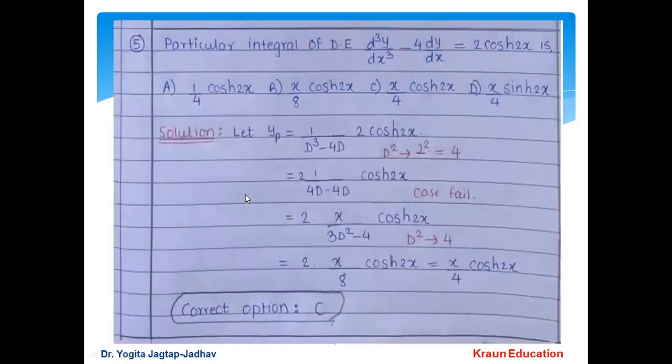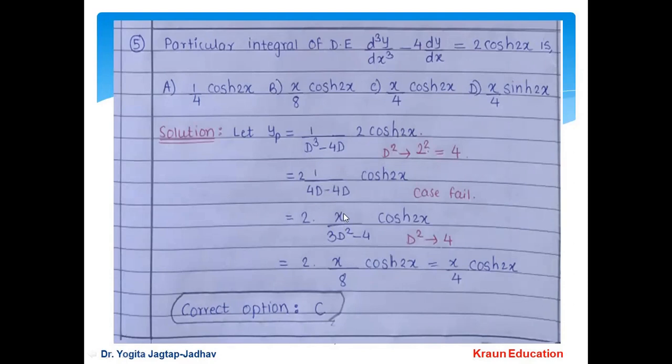Now again we are having this fifth example where we find the particular integral of the differential equation d cube y upon dx cube minus 4 dy by dx equal to 2 times cos hyperbolic of 2x. By definition of particular integral, we can write yp is equal to 1 upon D cube minus 4D operating on 2 cos hyperbolic of 2x. For hyperbolic functions, D square should be replaced by a square. The value of a is equal to 2, therefore we replace D square by 4. When I replace D square by 4, again what happens? We are getting 0 in the denominator, therefore this is a case of failure.